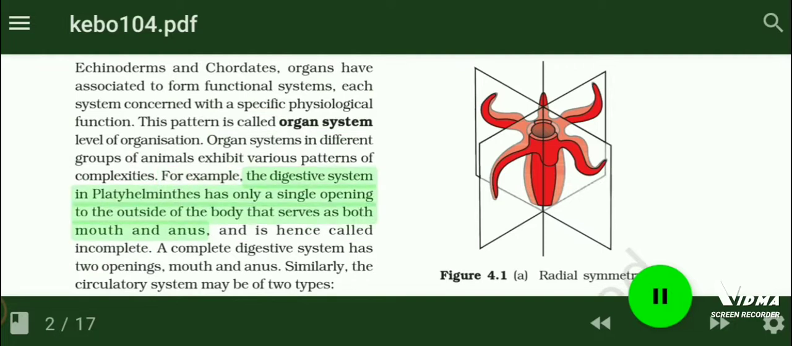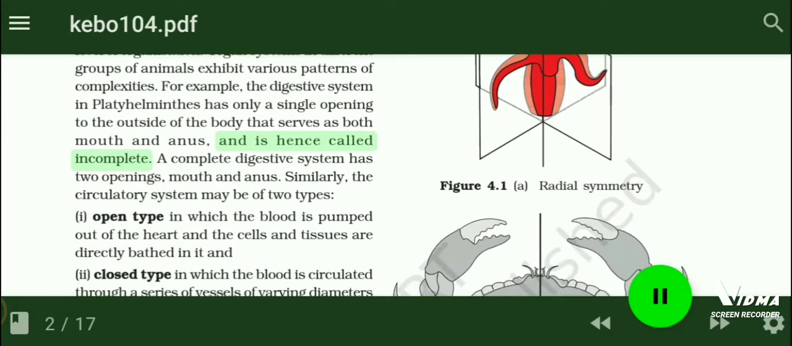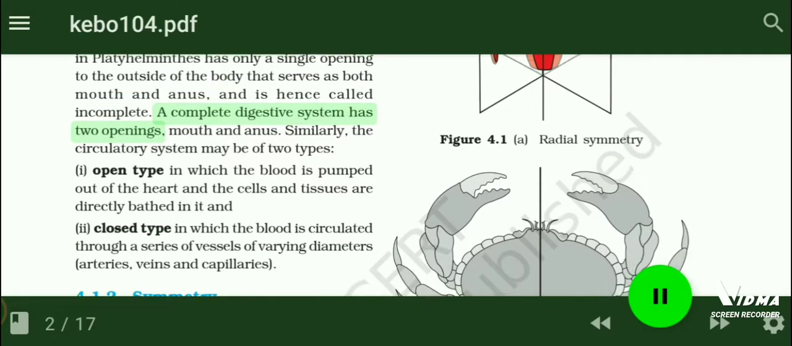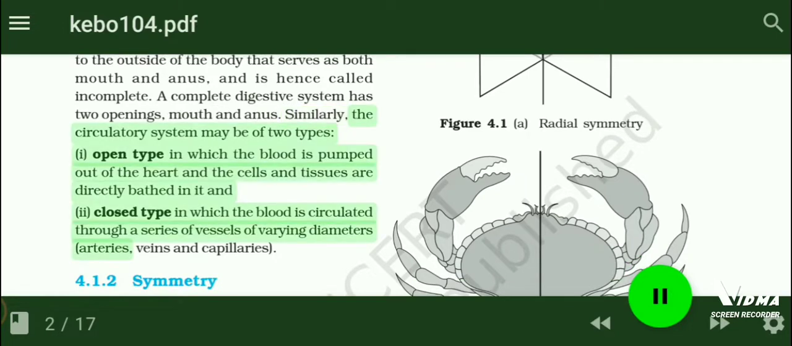For example, the digestive system in Platyhelminthes has only a single opening to the outside of the body that serves as both mouth and anus, and is hence called incomplete. A complete digestive system has two openings, mouth and anus. Similarly, the circulatory system may be of two types: open type, in which the blood is pumped out of the heart and the cells and tissues are directly bathed in it, and closed type, in which the blood is circulated through a series of vessels of varying diameters, arteries, veins and capillaries.